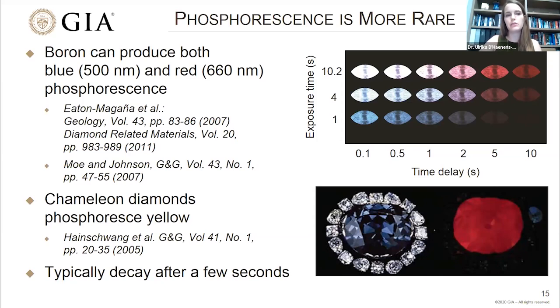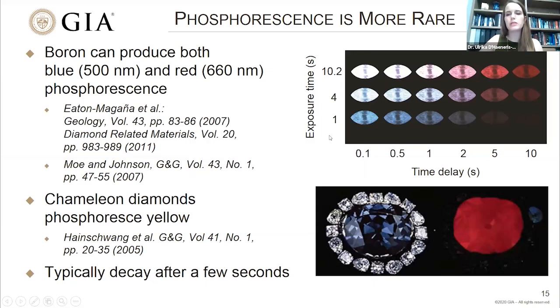but there are two different bands associated with it. One at 500 nanometers, which is the blue one, and then the red one at 660 nanometers. And these features decay at a slightly different speed, which is how you can end up with this image here on the right, which shows that initially, when you switch off the light, you have blue phosphorescence, but as time goes on, the blue component disappears and you're just seeing the red component. So this type of phosphorescent effect has been studied very deeply by, again, Eaton Magana in these two articles from 2007 and 2011. And this image itself comes from Moe and Johnson in 2007.